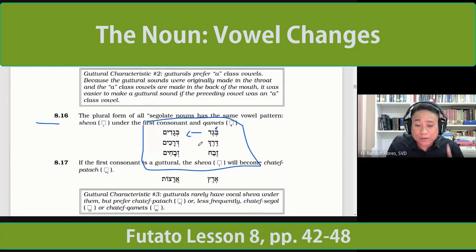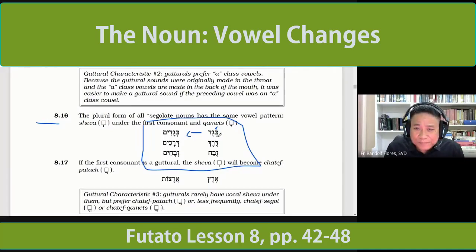Now, as I told you, don't be anxious, don't worry. You will not be asked to form the plural. No. Just be able to recognize that this is the plural. And why are the vowels like that? Because there is an explanation for it.